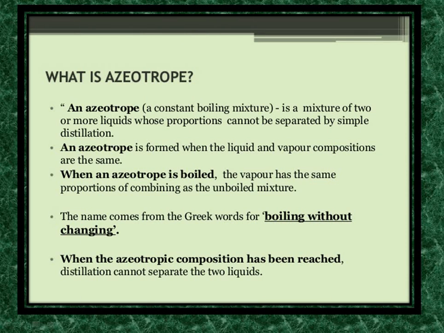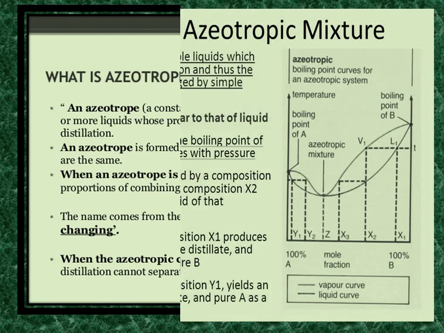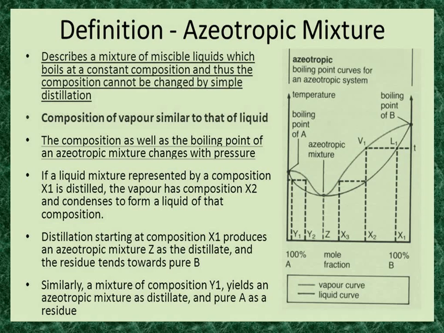So our first topic is what is an azeotrope. Azeotrope is nothing but a constant boiling mixture. When two liquids mix and they boil, then the boiling temperature will be different from that of the respective liquids. For example, alcohol and water both boil at different temperatures individually, but when we mix them, we see that they boil at a new temperature. This is the azeotropic mixture.